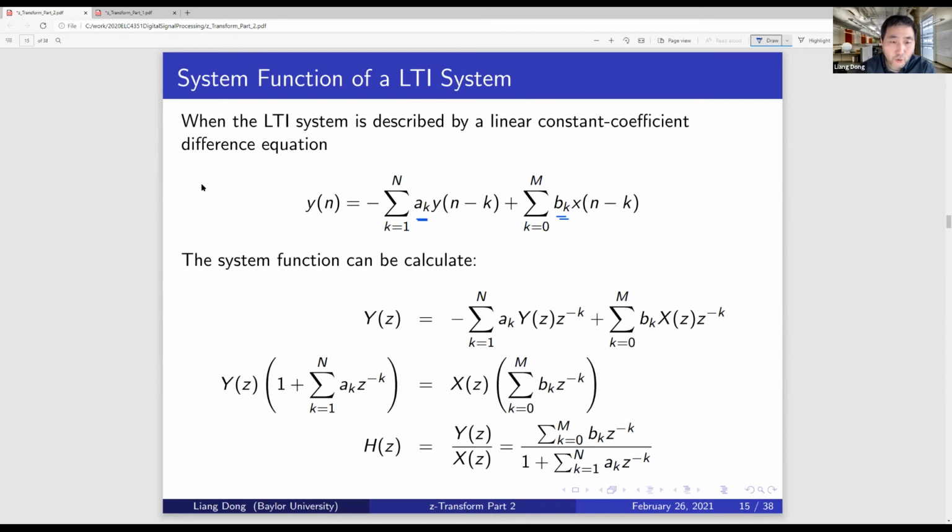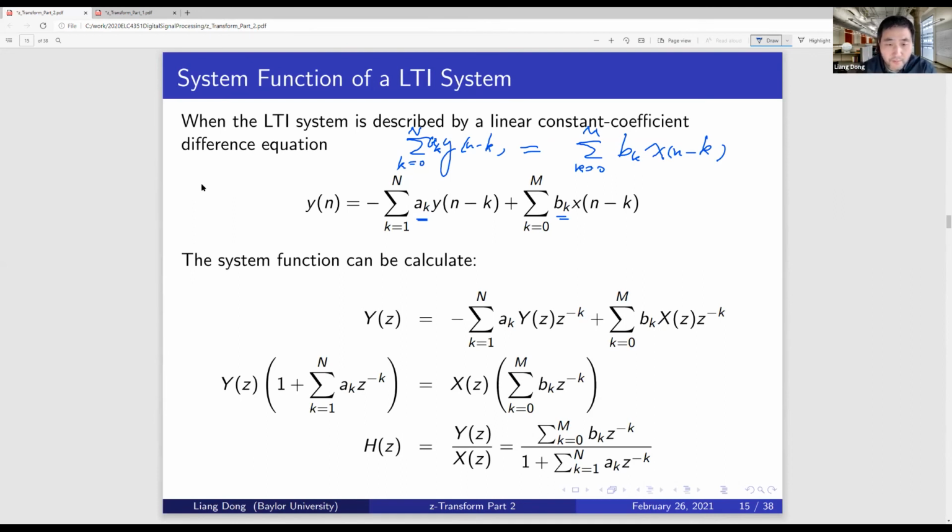If you move all the y's to the left, we have the sum of y[n-k] times a_k, k from 0 to N, where a_0 is defined as 1, equal to the sum over the input, k from 0 to M, of b_k times x[n-k]. That's how we define a system using a difference equation. In this case, every y is to the left and every x to the right. The a's and the b's are the constant coefficients, and they can be real numbers or complex numbers.